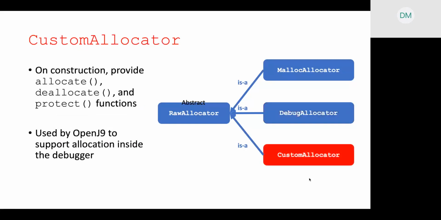CustomAllocator is a thing that's designed to support the debugger, that third scenario of memory allocation. So here you get to construct a RawAllocator and just tell it what function you want to use for allocate, what function you want to use for deallocate, and what function you want to use for protect. So it's a way for OpenJ9 to provide the debugger versions of malloc and free, basically, into an allocator. So it's really just a convenience wrapper that could be used for any number of different scenarios or integrations with other things, but it will be used in particular in OpenJ9 for integrating with the debugger.